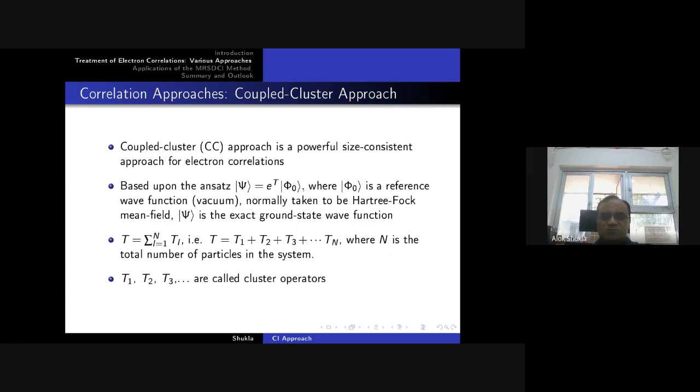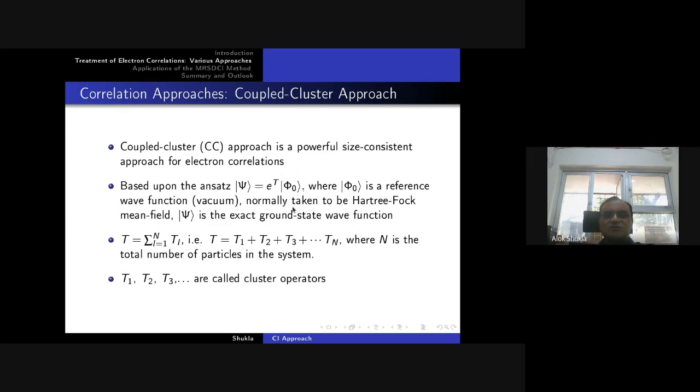maybe I'll talk about what these creation and annihilation operators mean next, but I think you may already have some idea. Another very popular electron correlation approach is the coupled cluster approach, which has many attractive properties. It's very powerful and widely used. All the computer programs have implemented some coupled cluster approach to different orders and approximations. It's a very powerful, size-consistent approach used for taking into account the electron correlation effects.